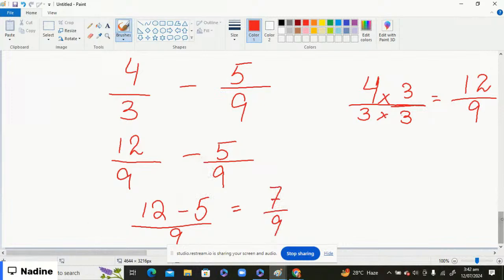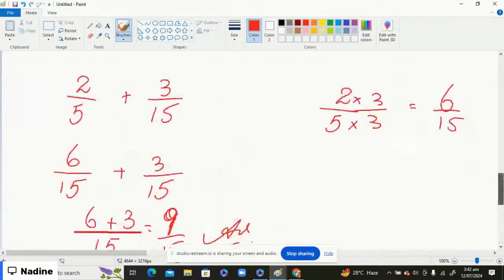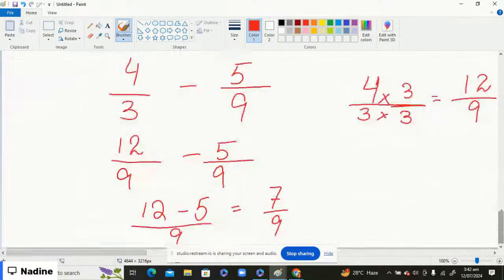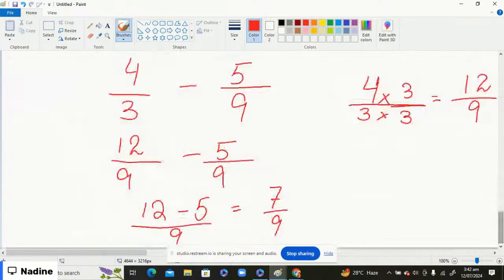So this is the one question that we did for addition. Look, 2 by 5 and 3 by 15. And here is the one question that we did for subtraction, which is 4 by 3 minus 5 by 9. These are the methods. Solve it out. Check it out, everyone.